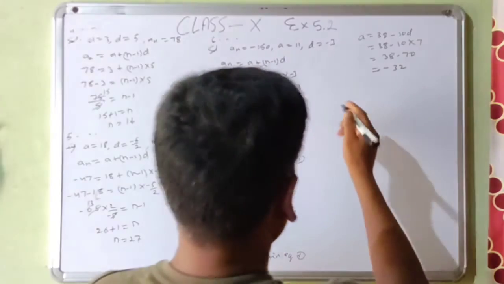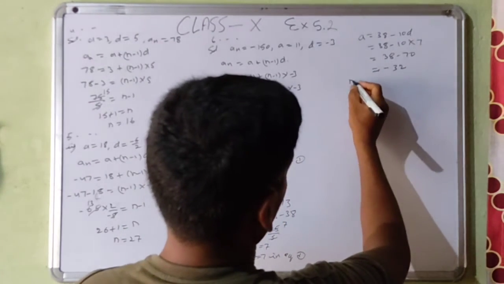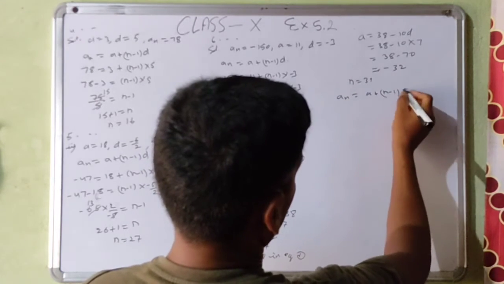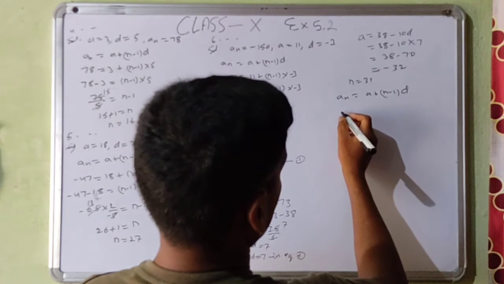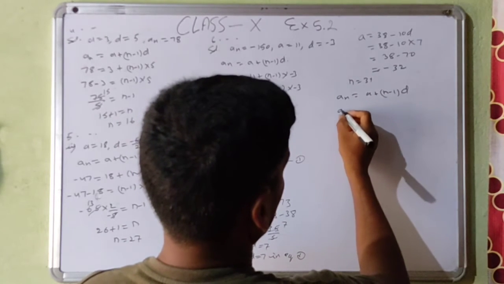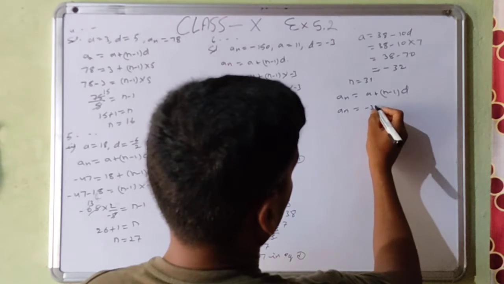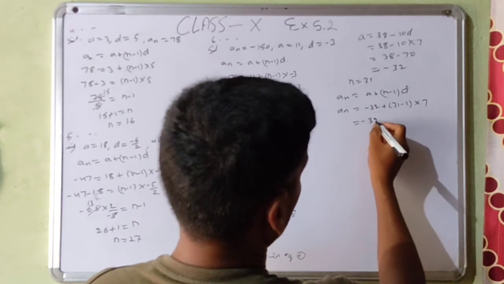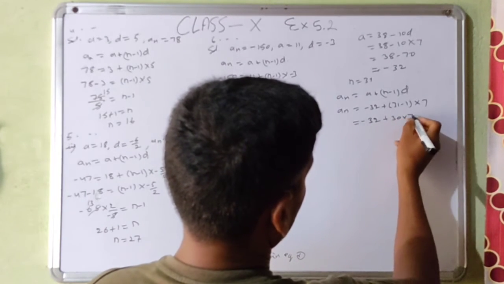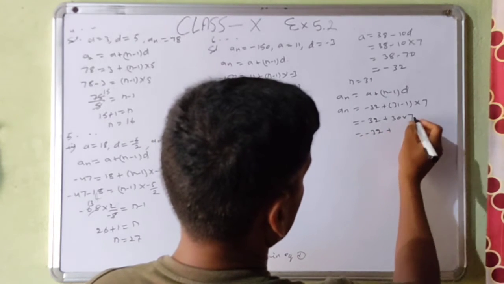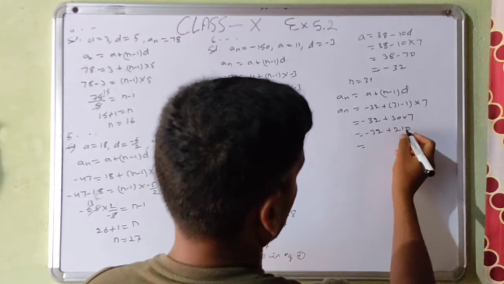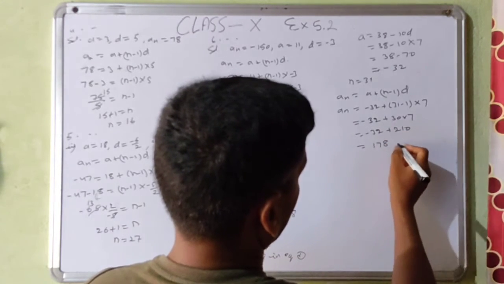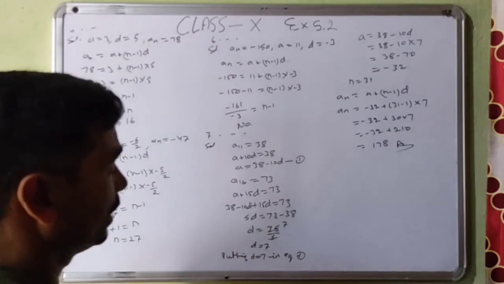And then we will find the 31st term. Now n is equal to 31. So an is equal to a plus n minus 1 d. We are finding an here. So an is equal to minus 32 plus 31 minus 1 into 7. So minus 32 plus 30 multiplied by 7, minus 32 plus 210, that is 178. This is the answer. It means the 31st term is 178.